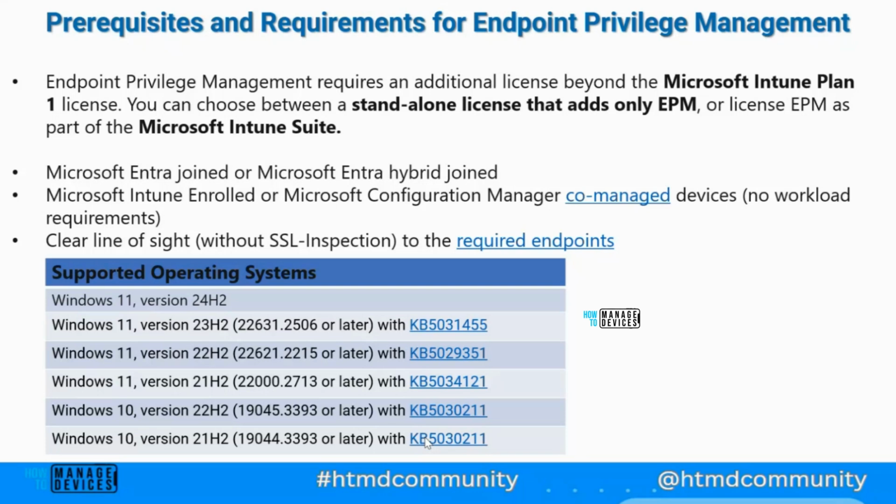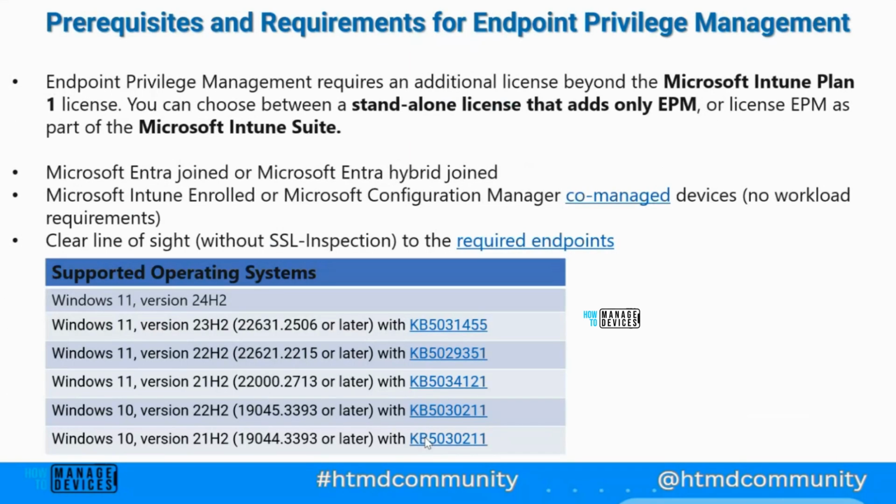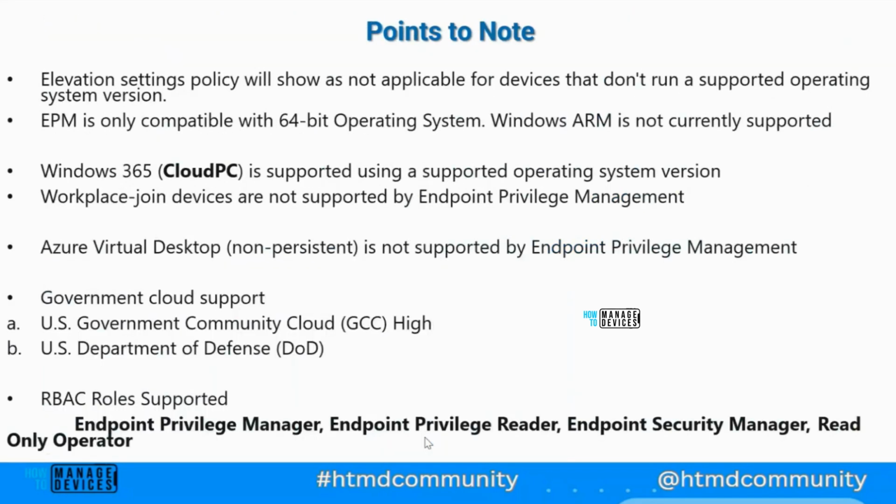I'll jump to the next slide here. I just mentioned a few important points. The elevation settings policy will show as not applicable for a device that does not have a supported operating system, which means whatever I mentioned over here, if the version is less than that, it will definitely show as not applicable. And EPM is currently only compatible with 64-bit operating systems, and Windows ARM is not currently supported.